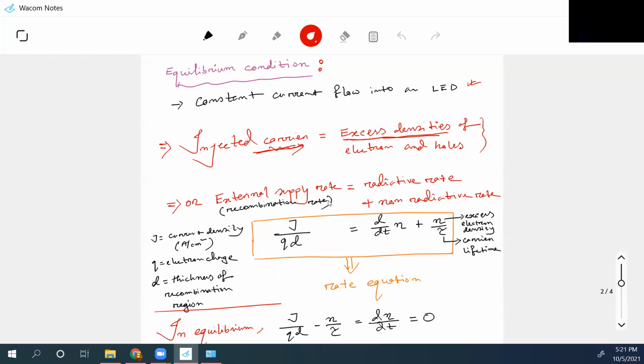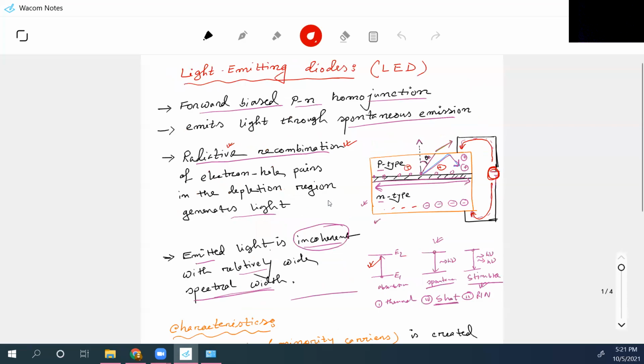The same thing can be said in other words: the external supply rate, which is actually the injection rate, is the radiative rate and the non-radiative rate together. When we have an external supply, what happens in this mechanism? The electron-hole pairs combine, isn't it?